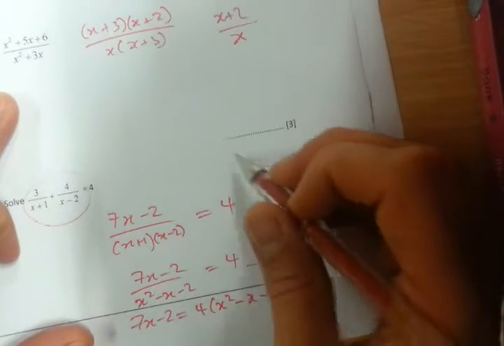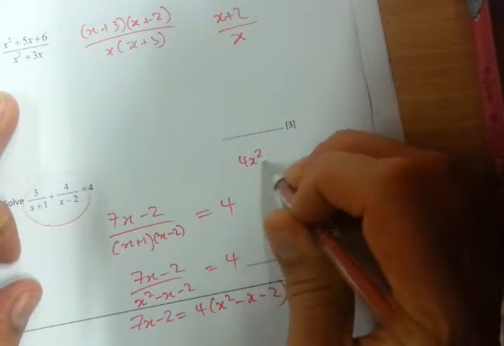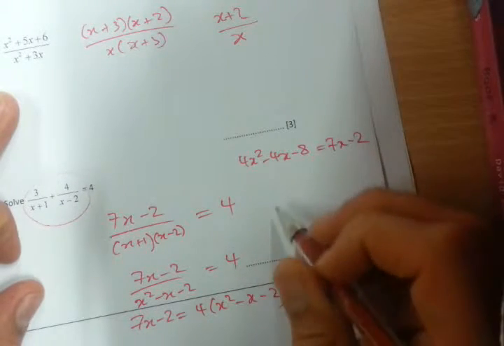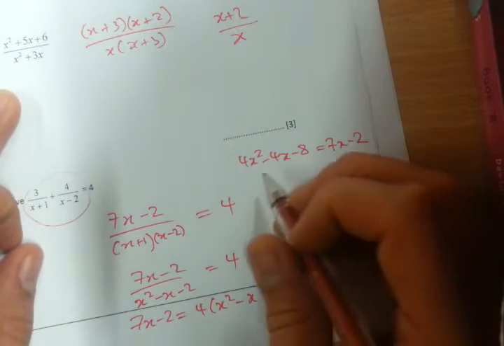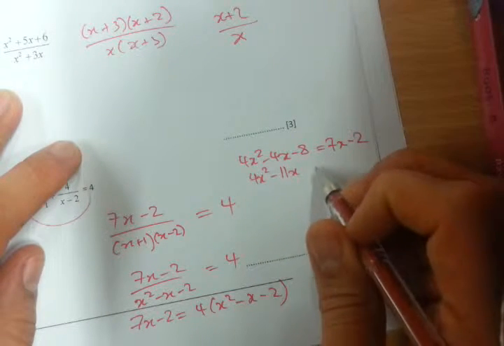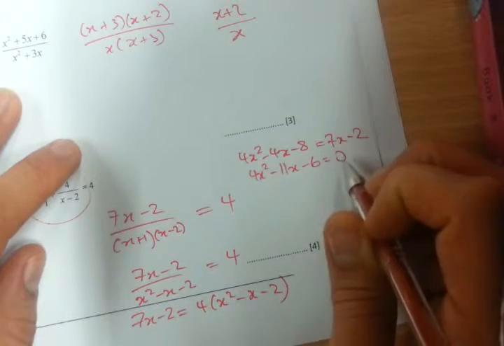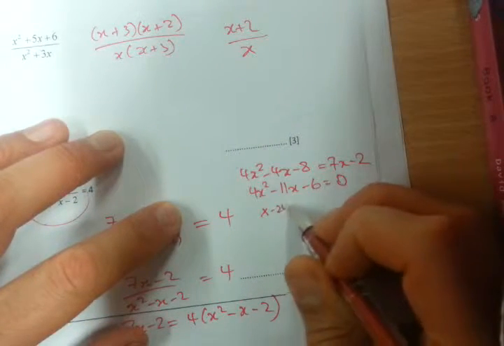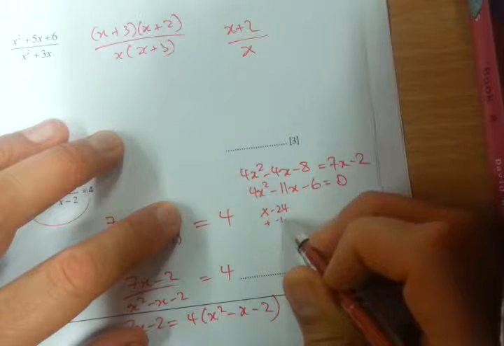So bringing it up over here, we have 4x squared minus 4x minus 8 equals 7x minus 2. Bring it all over to the same side because it's a quadratic. We need to make it equal to 0. So we get 4x squared minus 11x minus 6 equals 0. Can we do this in our clever way? Times to make minus 24, add to make minus 11.